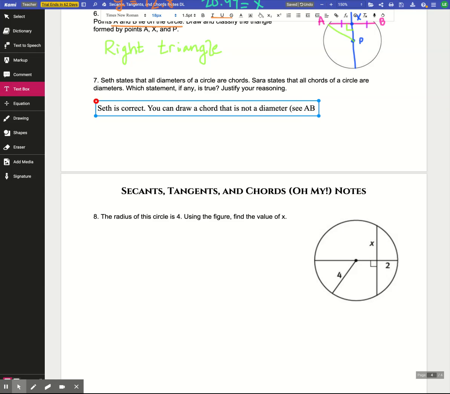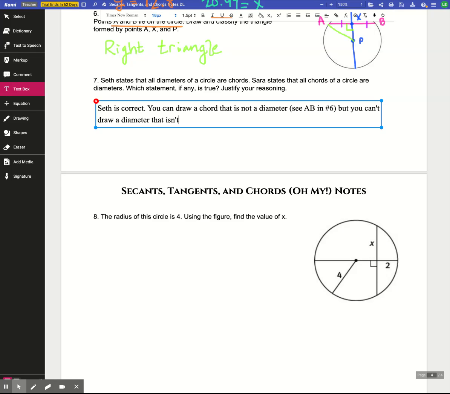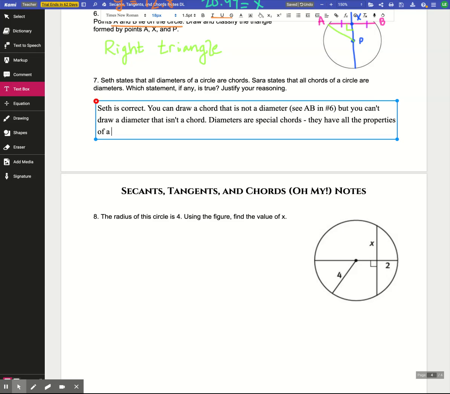See segment AB in number 6. Right? That's a perfect example. Okay, so you can draw a chord that's not a diameter, but you can't draw a diameter that isn't a chord, right? Another way that you could justify this is by saying that diameters are special chords, right?